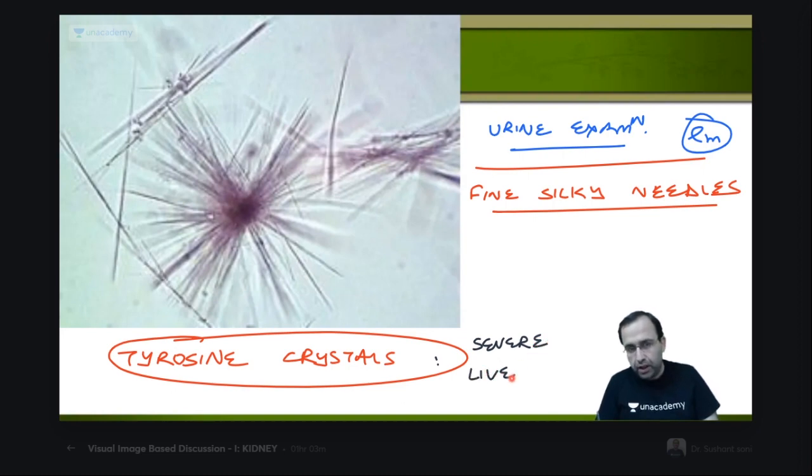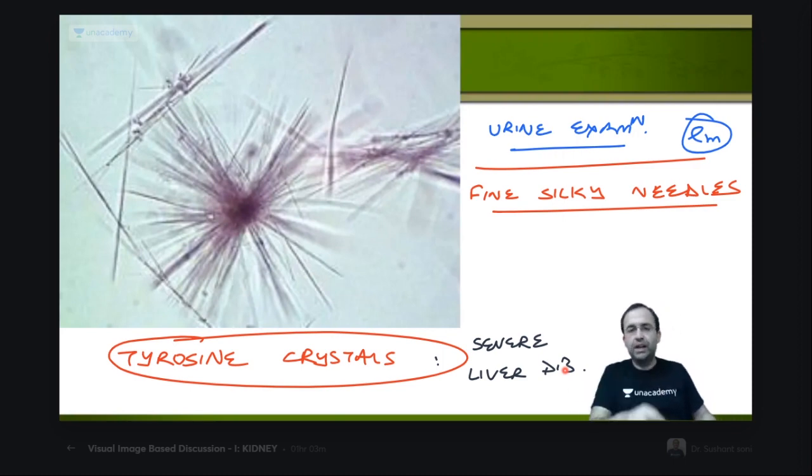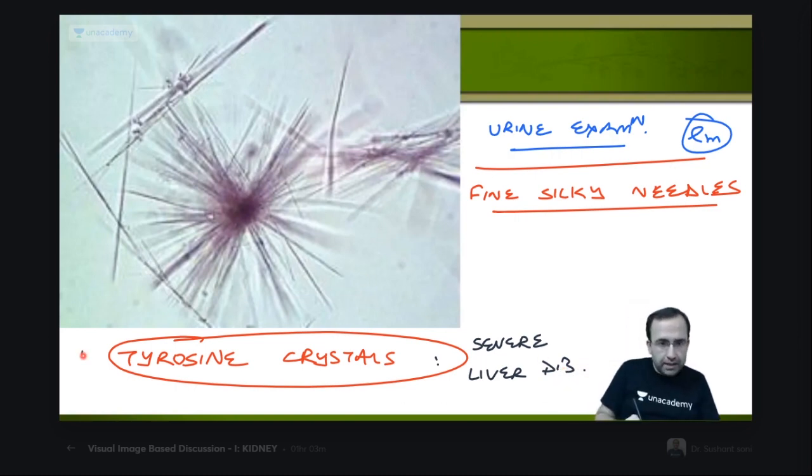Now, point is that you were asked a question on MELD scoring in the June AIIMS exam. The mid-year AIIMS exam 1.5 months ago had a question on MELD score. So the next level of question is urine microscopic examination in severe liver disease, as a prospective question. This is how the questions are framed. So tyrosine crystals appear as fine silky needles.